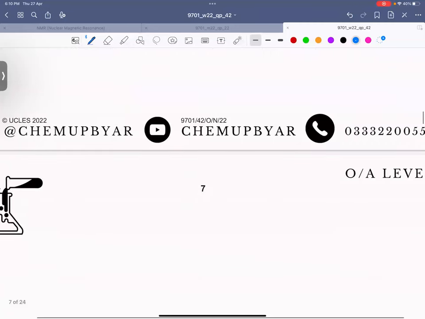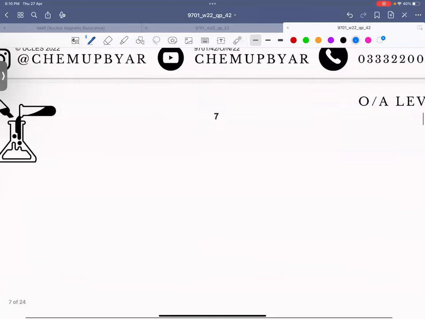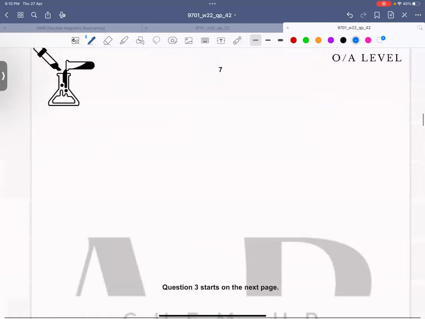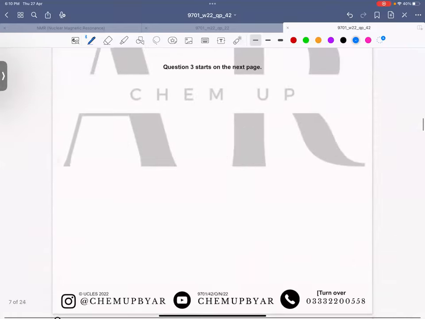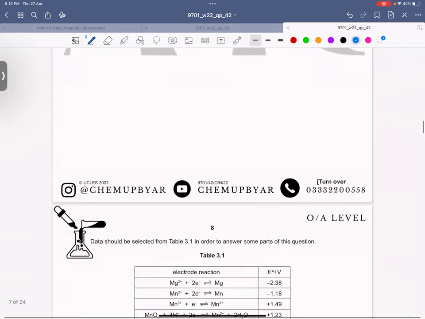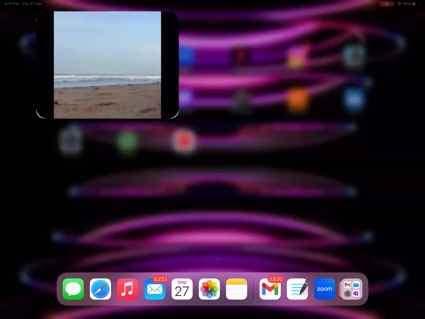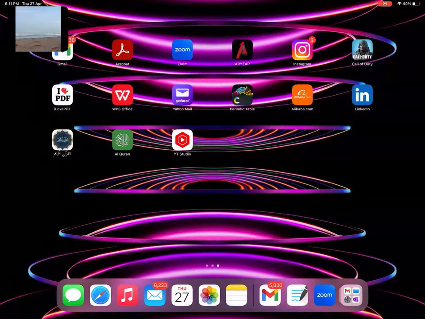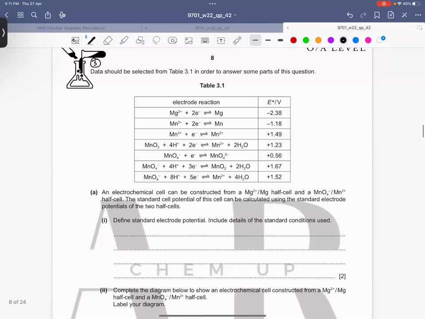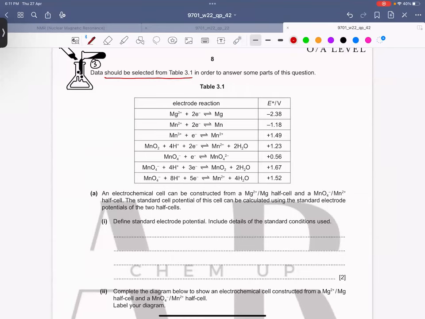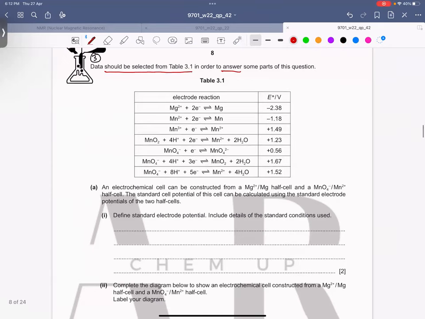Now we are going to start question number 3. Give me 2 minutes, please. Yes, am I audible? Now let's start with question number 3. Data should be selected from table 3.1 in order to answer some parts of this question. Okay. So here we are provided with the electrode potential values.